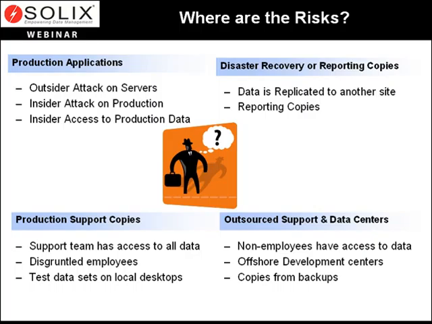So where are the risks? For production applications, the risk can be categorized in a couple different ways: outsider attacks on servers, or insiders. How could the insiders get access to your production system or production data? What about the clones that you make for your disaster recovery or your reporting copies? A lot of times data is replicated to a completely separate physical site somewhere else, or you've got reporting copies that you open up for people who are running analysis on them.